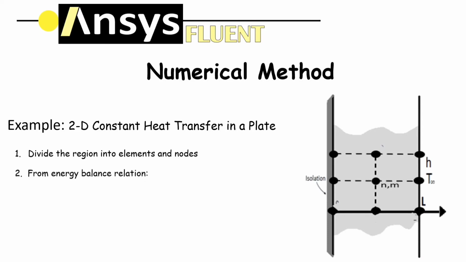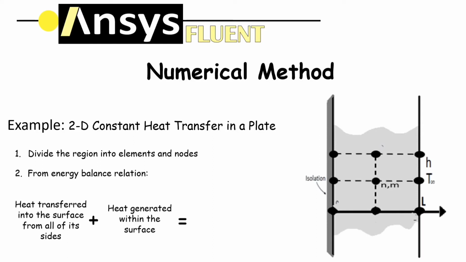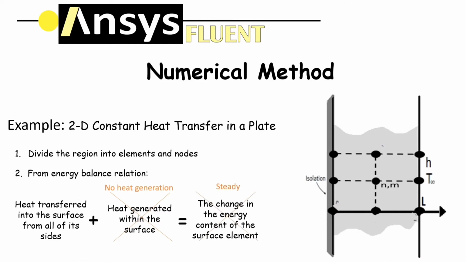The energy balance on a surface element interval can be expressed as below. Heat transferred into the surface from all of its sides plus heat generated within the surface is equal to the change in the energy content of the surface element. The second and third terms of this relationship are zero due to zero heat generation and steady conditions in this example, so they are consequently eliminated.